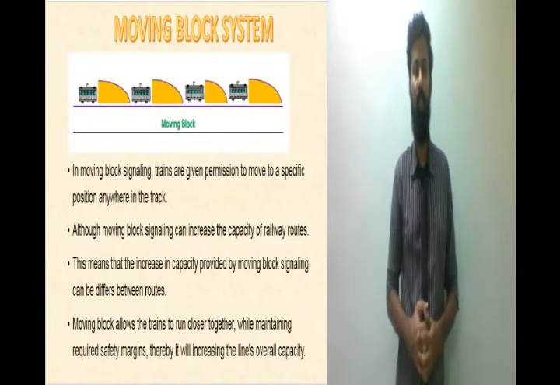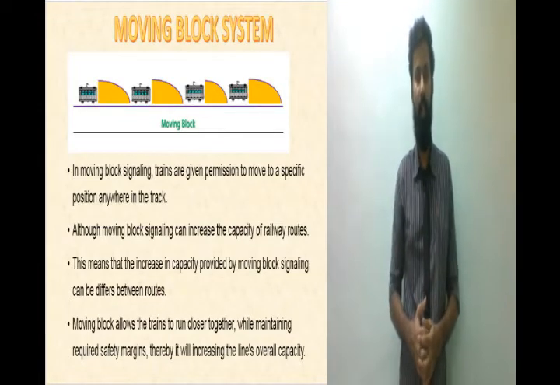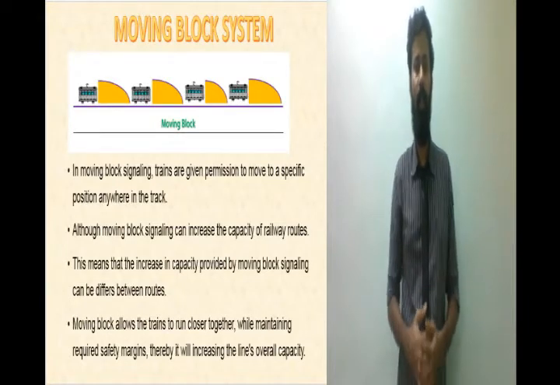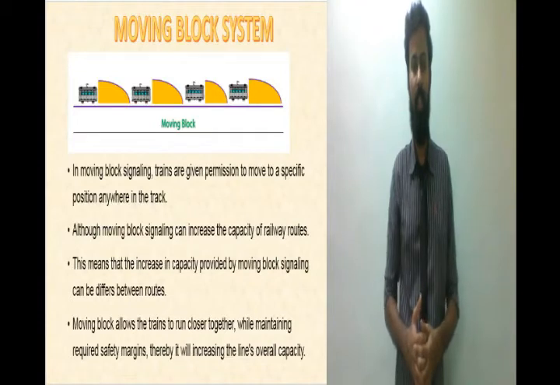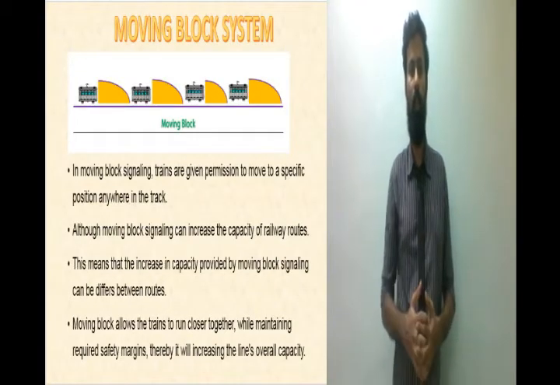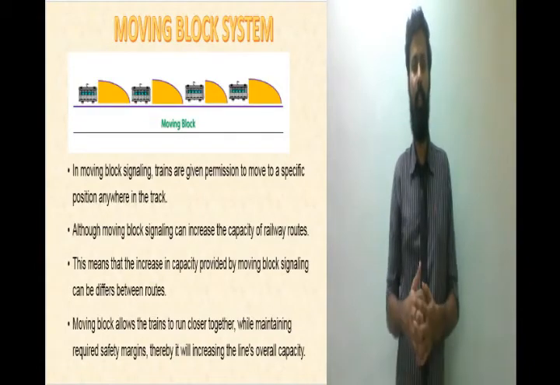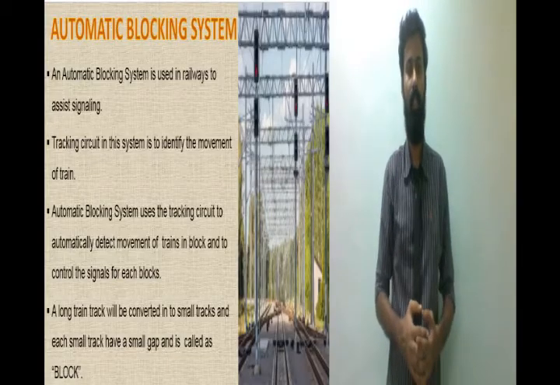In moving block signaling, trains are given permission to move to a specific position anywhere on the track. Although moving block signaling can increase the capacity of the railway, the increase in capacity provided by moving block signaling can differ between railways. Moving block allows trains to run closer together while maintaining the required safety margin, thereby increasing the line's overall capacity. Next, we will go to the automatic blocking system.